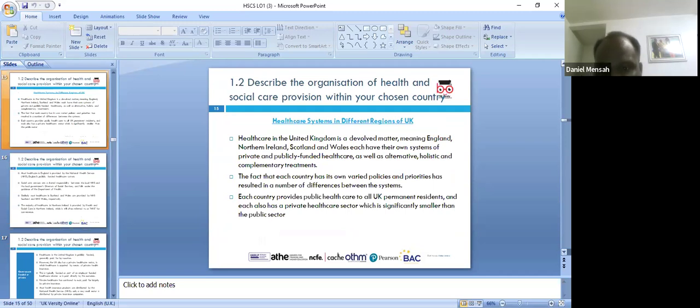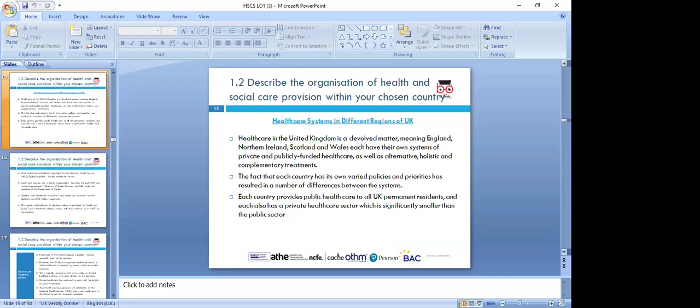But healthcare in the United Kingdom is a devolved matter, meaning England, Northern Ireland, Scotland and Wales each have their own systems of private and publicly funded care. Yes, of course. Well, we need to understand that the NHS serves as the first point of contact for every.